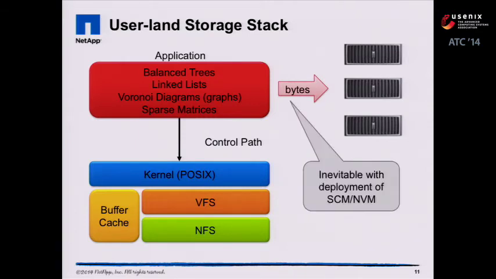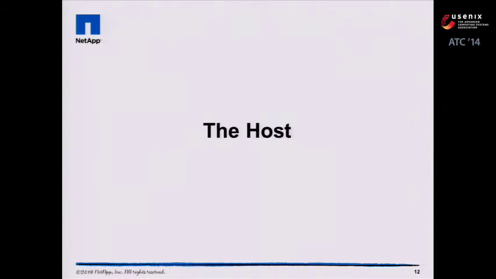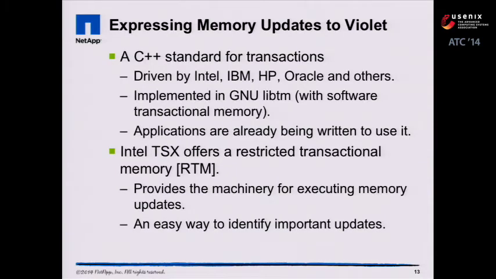And we would argue that this isn't just desirable for today, this is inevitable, right? When SCM and NVM come along, nobody's going to go into the kernel for everything because NVM lives in a world of tens of nanoseconds, and talking to the kernel is a world of microseconds. So this is going to happen no matter what, whether it's Violet or something else. OK, so on the host, in the Violet library, we need a way for applications to express memory updates to the system.